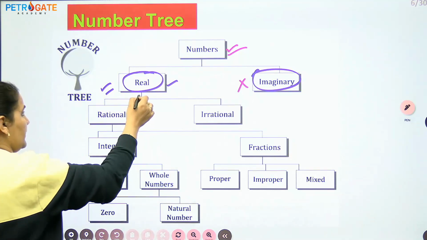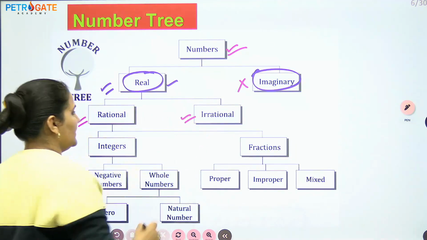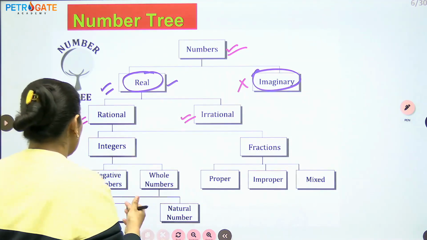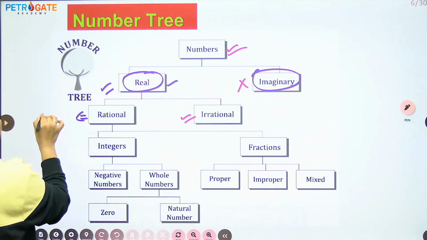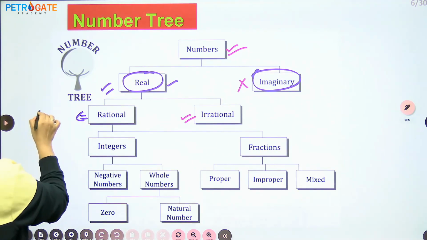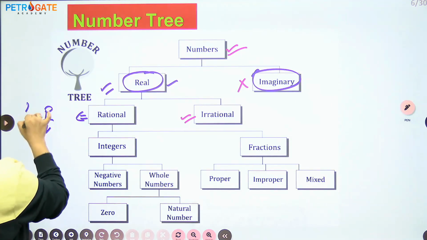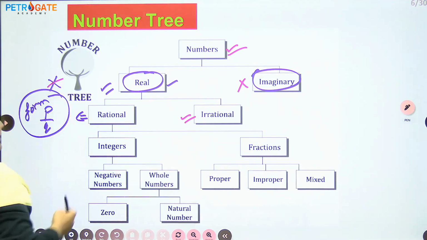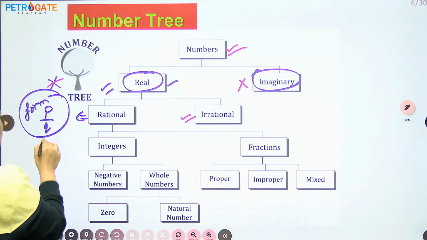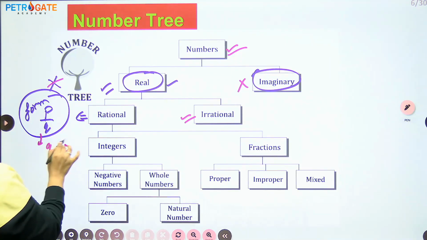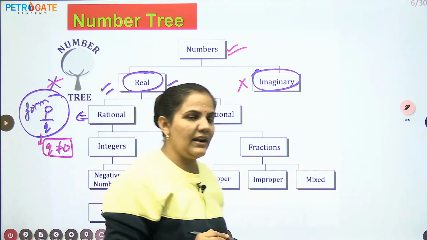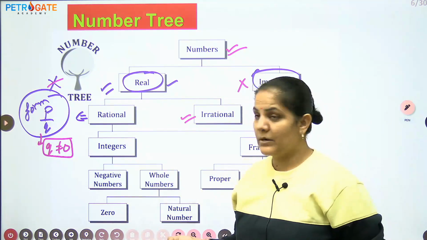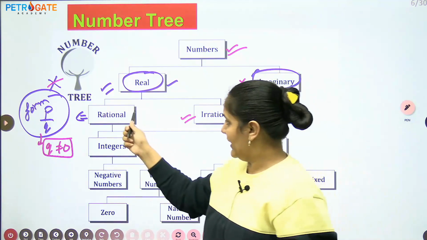Now let's talk about the parts of real numbers. There are two parts. First is rational number, second is irrational number. Rational numbers are those numbers which we can write down in the form of p by q, where q should not equal 0. It means if I write down 3 by 4, it is a rational number, right? Because 4 is not equal to 0. So you can go for rational number.